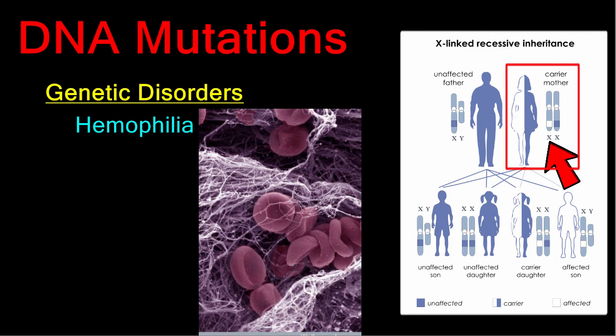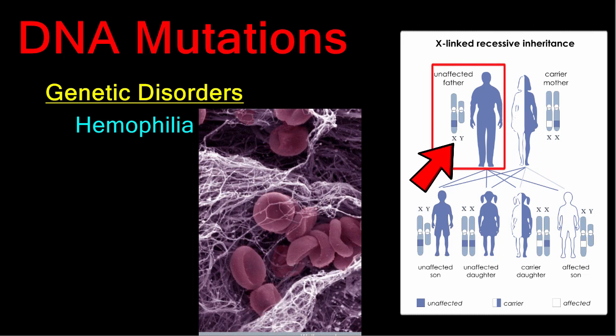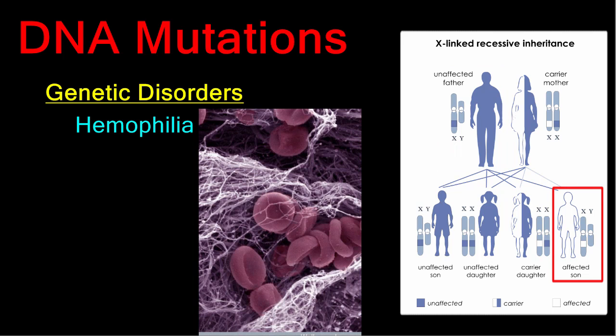Recall that females have 2 X chromosomes, where males possess 1 X and 1 Y. Sex-linked recessive disorders are more common in males since they do not possess a second X chromosome that can counteract the effects of a mutated one. In order for a female to inherit hemophilia, she would have to have 2 recessive alleles for the disorder. This makes sex-linked recessive disorders like hemophilia more common in males.